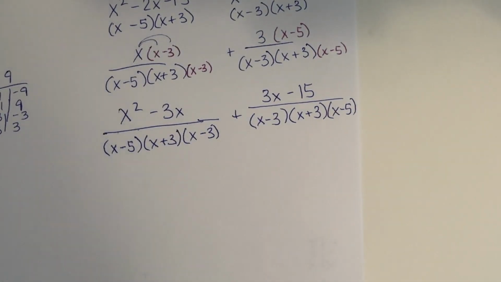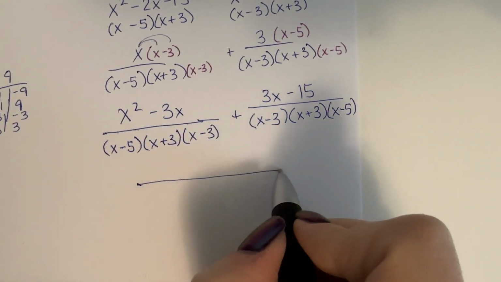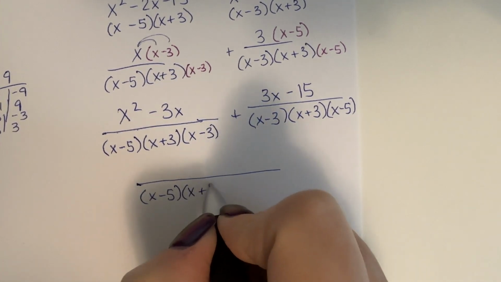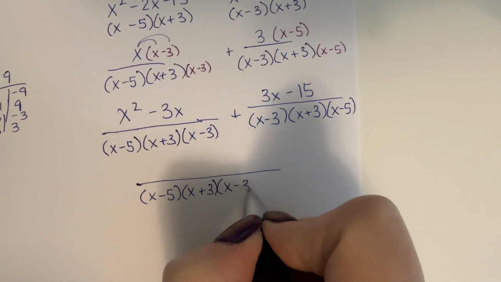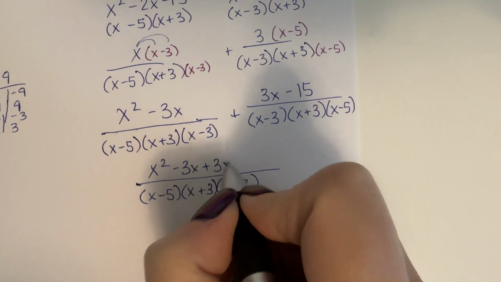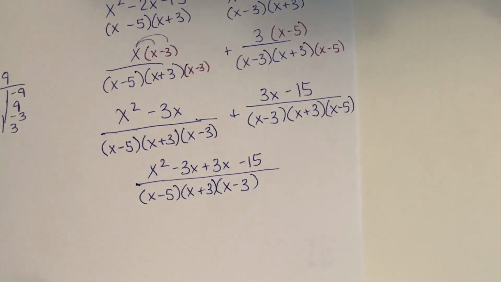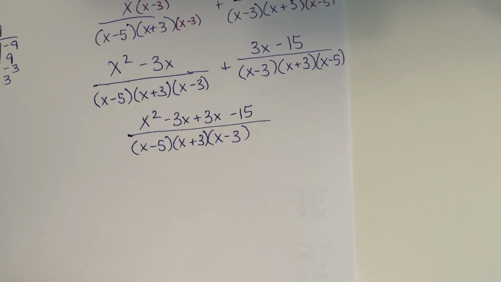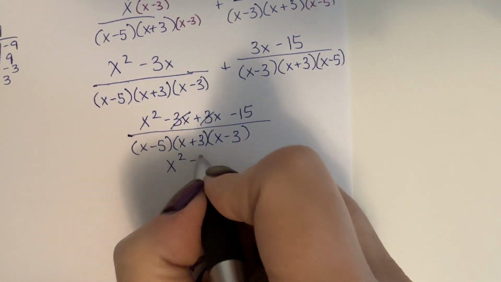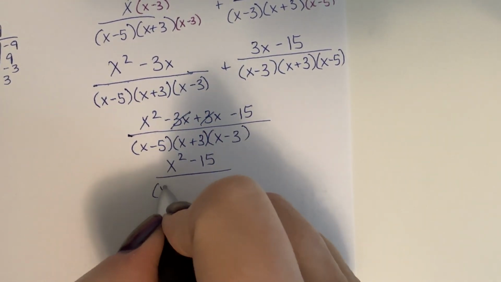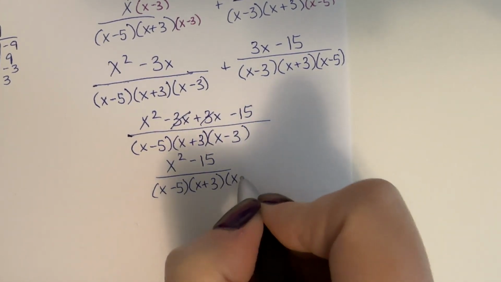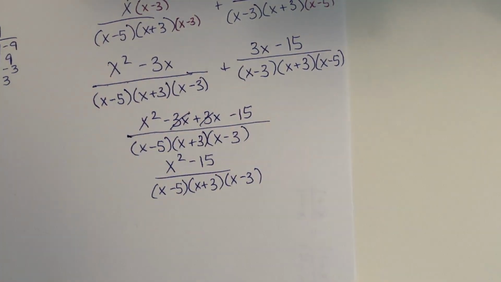Now at this point, my denominators match, so that means I can write my denominator one time and put my pieces together. So that's a minus 3x, that's a plus 3x. So I've got x squared minus 15 over x minus 5, x plus 3, and x minus 3. Now let's see if my numerator factors.